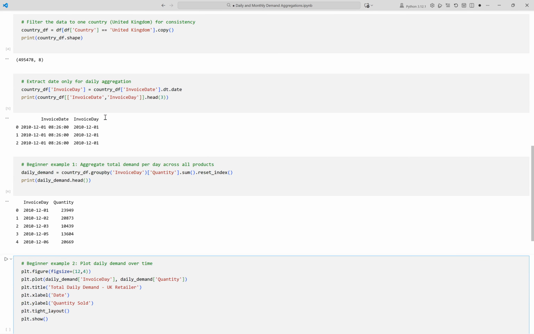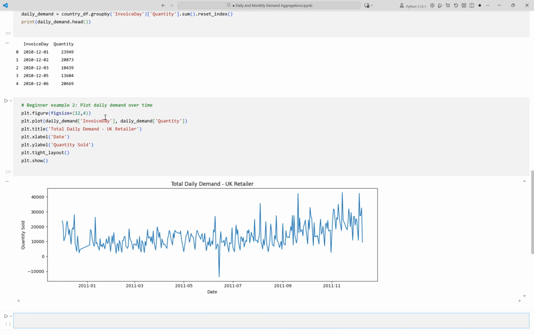Running the cell now. This line plot visualizes the total quantity sold each day, showing the overall daily demand trend for the retailer. Notice the peaks and valleys, which may correspond to seasonal effects or promotions. This helps us understand demand patterns over time, a key insight for planning inventory and forecasting sales. Do you notice any demand spikes or periods of low activity? This is where operational action is needed.